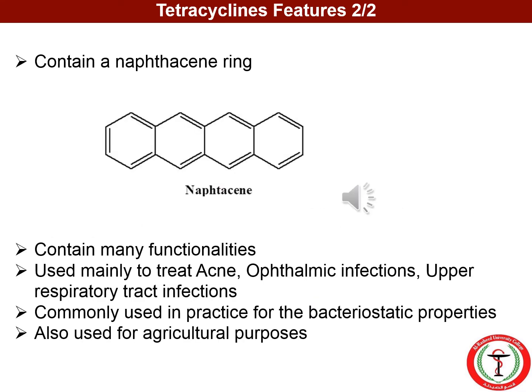Continuing with the features of these antibiotics, the 4 fused rings in the tetracycline are called naphthacene. Sorry, there's a spelling mistake in naphthacene, and you can correct it. These antibiotics have different functional groups in their structure, as we will see in the structure-activity relationship slide. They are commonly prescribed to treat acne, ophthalmic, and upper respiratory infections, and they have bacteriostatic properties, meaning they inhibit and weaken the growth of bacteria.